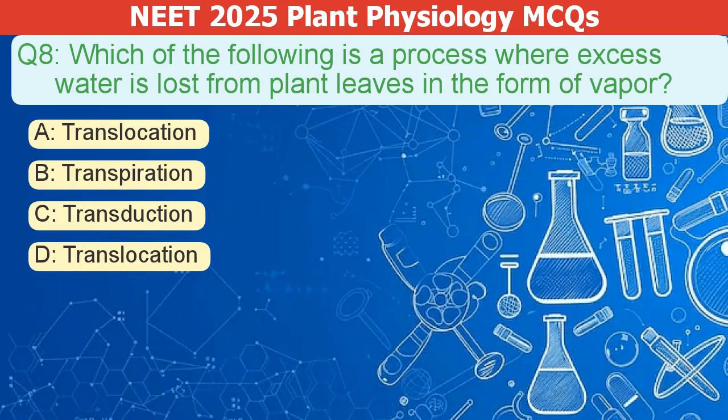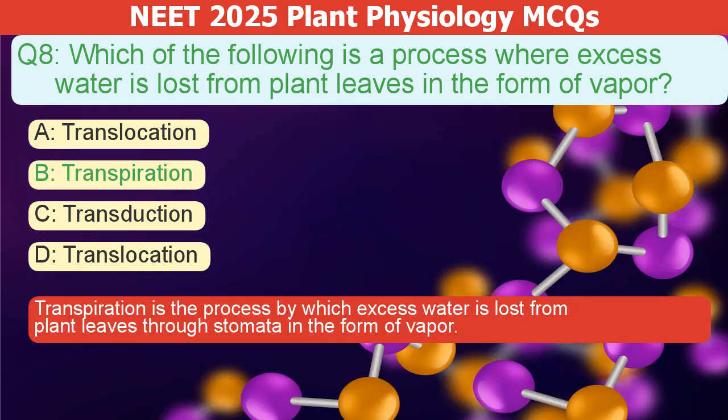Which of the following is a process where excess water is lost from plant leaves in the form of vapor? A. Translocation. B. Transpiration. C. Transduction. D. Translocation. The correct answer is B. Transpiration is the process by which excess water is lost from plant leaves through stomata, in the form of vapor.